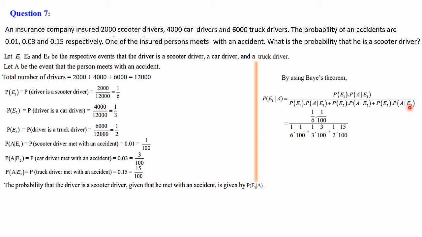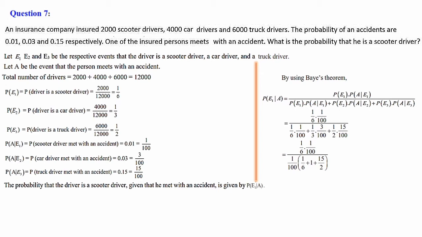1 by 2 into P of A given E3, that is 15 by 100, it's written. Now let's go for calculation. Here 1 by 6 into 1 by 100. In the denominator, just as before, we can take a common factor, 1 by 100. So when we take 1 by 100 outside in the denominator, in the first term there is 1 by 6, and in the second term there, 3 cancelled and only 1 by 100 was there, that is out, balance is 1. Plus here 1 by 100 is outside, 15 divided by 2 is the balance.